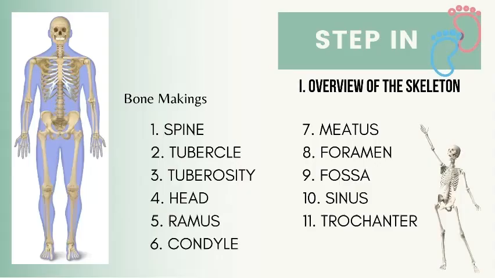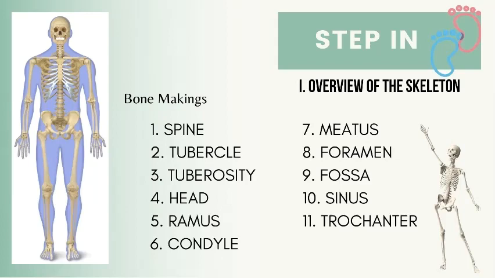Let's begin. The first part is the overview of the skeleton. Bone markings, we have here column A and column B. 1. Sharp slender process, spine. 2. Small rounded projection, tubercle. 3. Large rounded projection, tuberosity. 4. Structure supported on neck, head. 5. Arm-like projection, ramus. 6. Rounded convex projection, condyle.